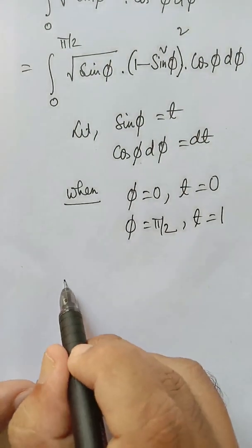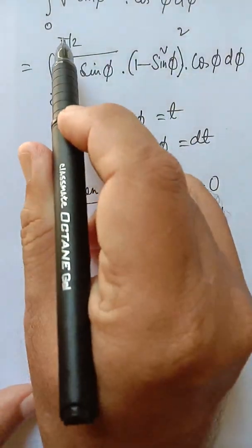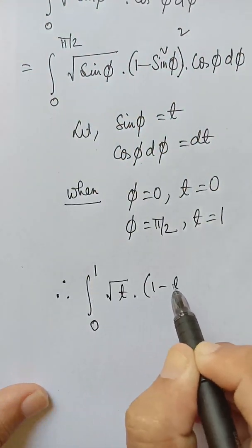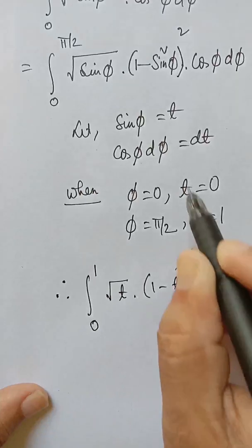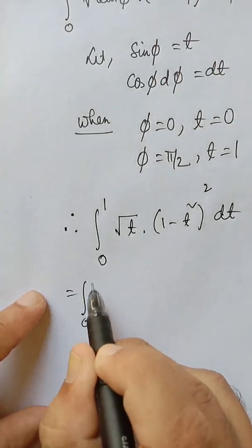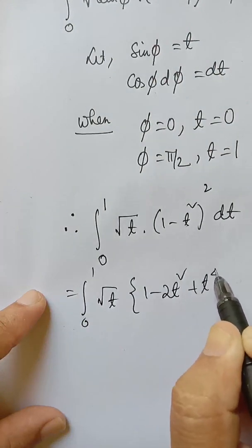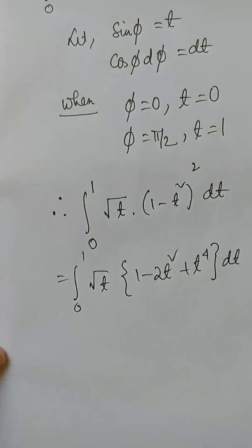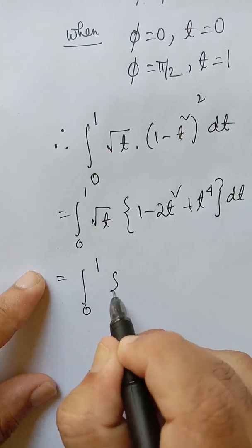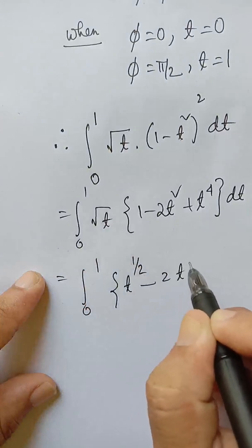So therefore the given integral becomes, when phi equal to 0, t is 0, so 0. When phi is pi by 2, t equal to 1, so 1. So root over t into 1 minus t square whole square. Cos phi d phi is dt. Okay, so 0 to 1, root t, 1 minus 2t square plus t to the power 4 dt, using a minus b whole square formula. Now we'll multiply. Root t into 1 means t to the power half. 2 into t square into root t means t to the power 5 by 2.